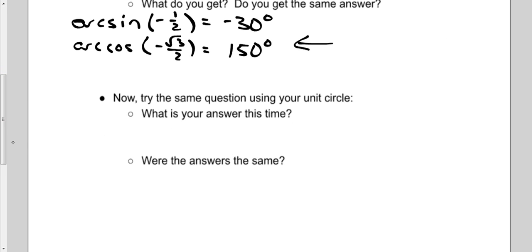We can also avoid some of this by using our unit circle. Because our unit circle's already got that stuff encoded, doesn't it? It becomes trickier when I ask for other angles.